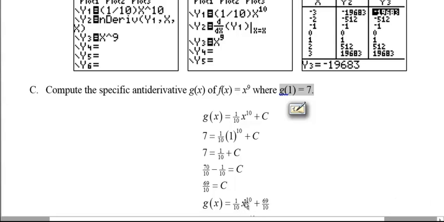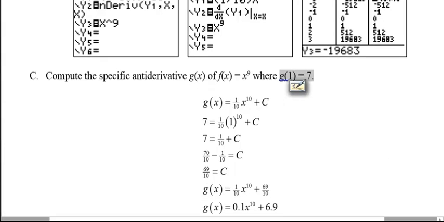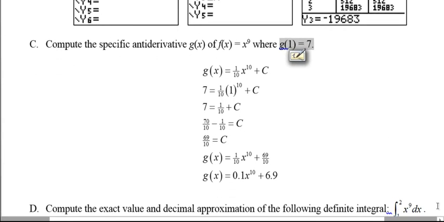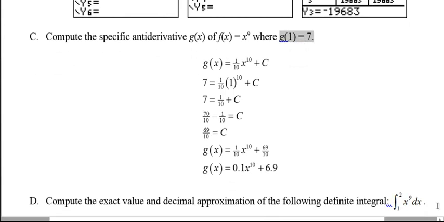Usually we prefer fractions like this if we're trying for exact values, because sometimes they'll terminate, but most of the time they will repeat, and unless we can see exactly what that repeating pattern is, we only get decimal approximations when we try to use decimal form. But in this case it terminates very quickly, so we could also write that in decimal form as g of x equals 0.1 x to the 10th plus 6.9.